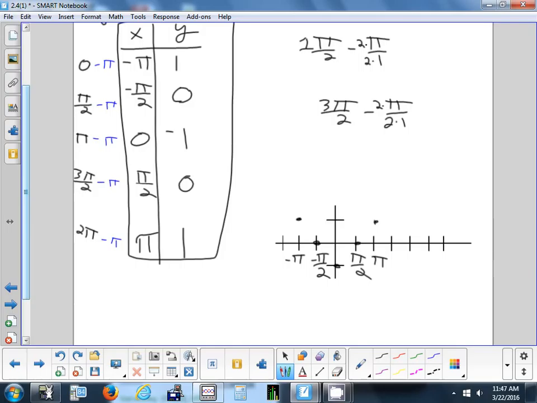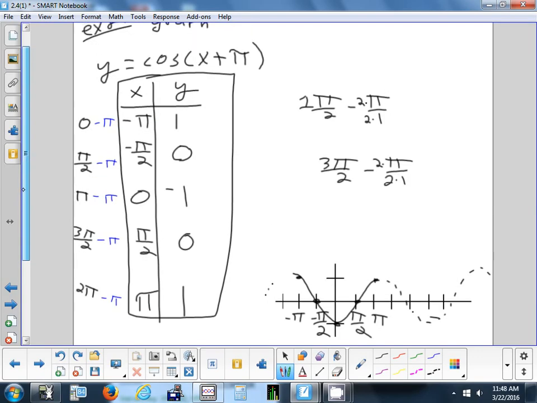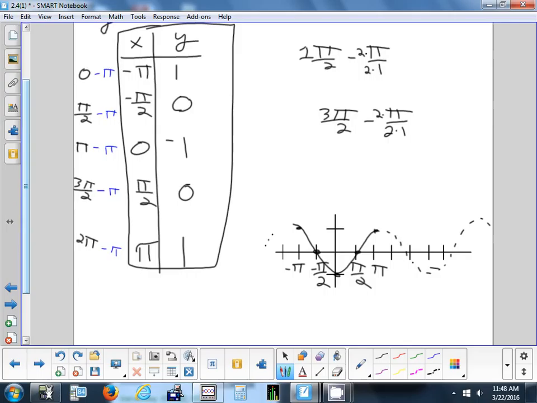Okay, this part of the graph is the one that people usually don't draw as well. They make it like a V. Okay, but remember, it's part of a curve that does something like this. So it does look kind of like a V, but try to give it a little bit of a curve to it. Okay. Any question on that one?